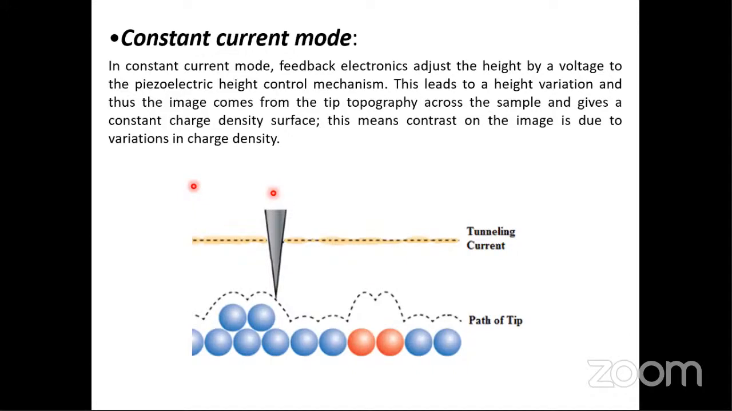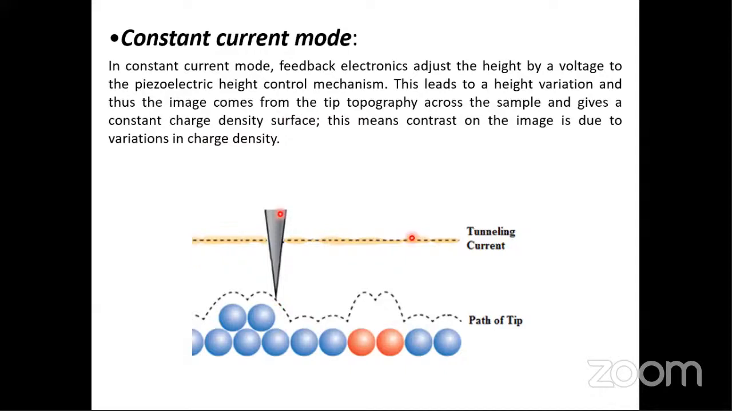If a certain gap is there, the current will be flowing. As the tip moves towards this region, the gap has decreased. As the distance has decreased, the tunneling current will increase. To keep the current constant, we have to move this tip up, so that the current again takes its place. That is done by a piezo scanner, which tells how much distance we have to move. This height will give you the surface roughness. So this is the constant current mode.